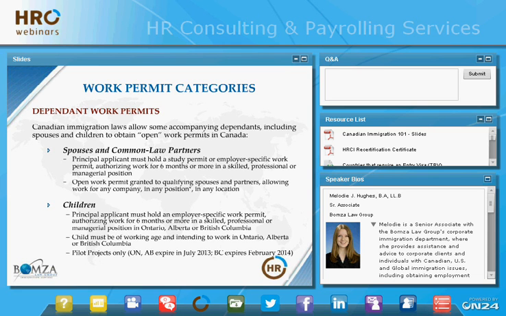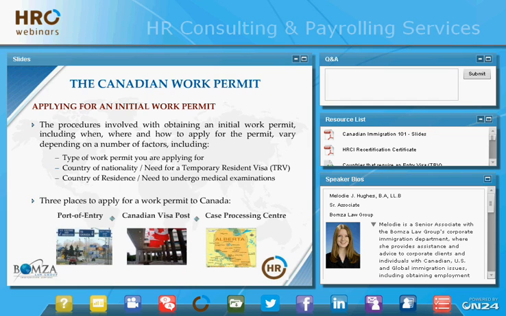They just extended it by 1 additional year. With respect to the way to apply for a work permit, we've already discussed that these exempt nationals can often apply for their work permit at the port of entry. Anyone who needs a TRV or needs a medical exam, they have to go through a visa post. If they're already in Canada, then they may be able to extend their permit by submitting an application to the Case Processing Centre in Vegreville, Alberta.